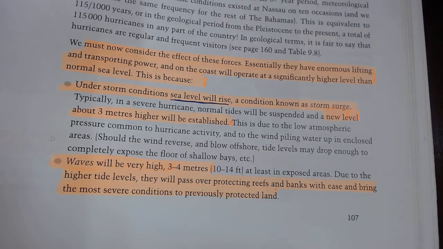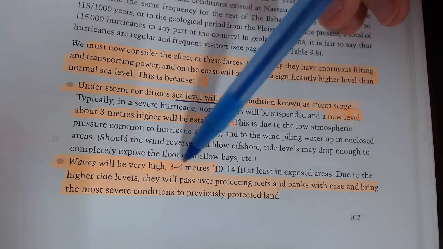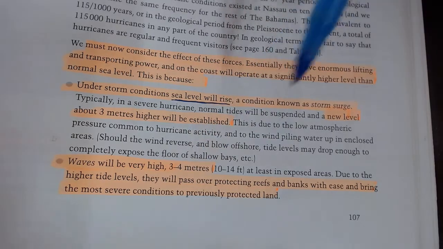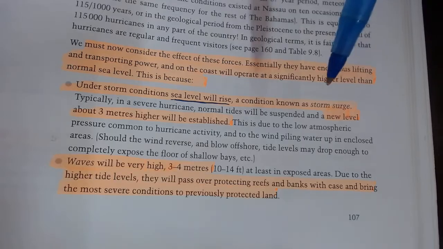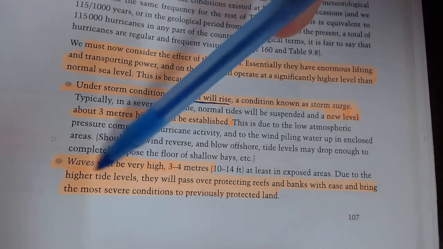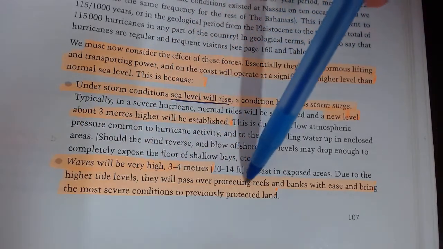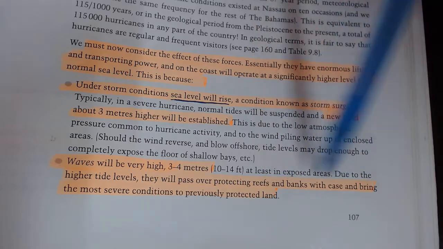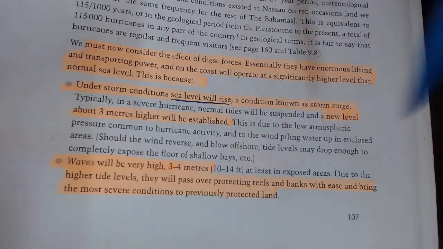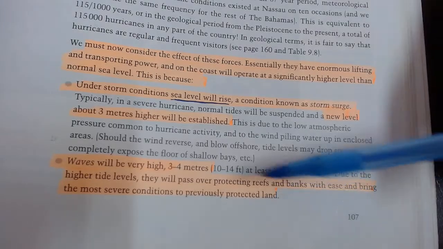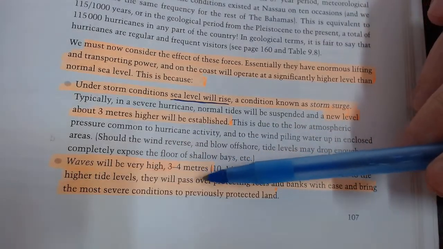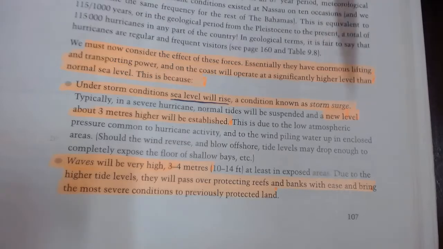Okay. Waves will be very high, 3 to 4 meters. Okay, so again, you've all seen it looking out your window. The storm waves can be huge. All right, so higher tide levels, they will pass over protecting reefs and banks with ease and bring the most severe conditions to the protected land. So even our reefs and our mangroves and stuff will struggle to protect against waves this powerful and this frequent.